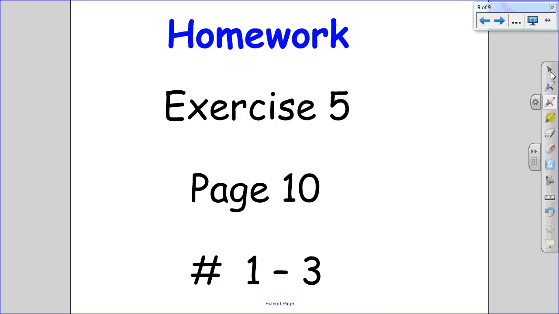And before you come to class, have a look at exercise 5 on page 10, numbers 1 to 3.